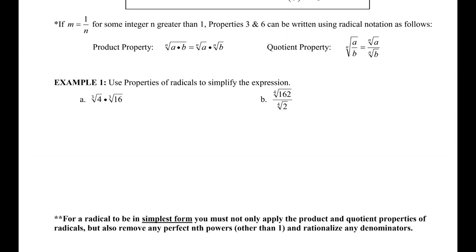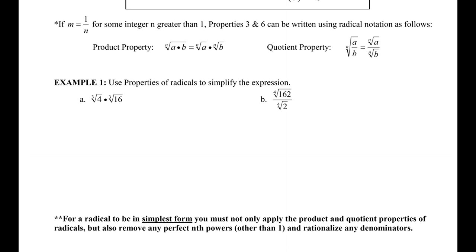If m is equal to 1 over n for some integer n greater than 1, properties 3 and 6 can be written using radical notations. So instead of the nth root of a times b, we can pull it apart to be the nth root of a times the nth root of b. Vice versa, we could always smush them together as well. Same thing for the quotient property. You can either pull the radical apart or rewrite it as one radical as long as the root is the same.